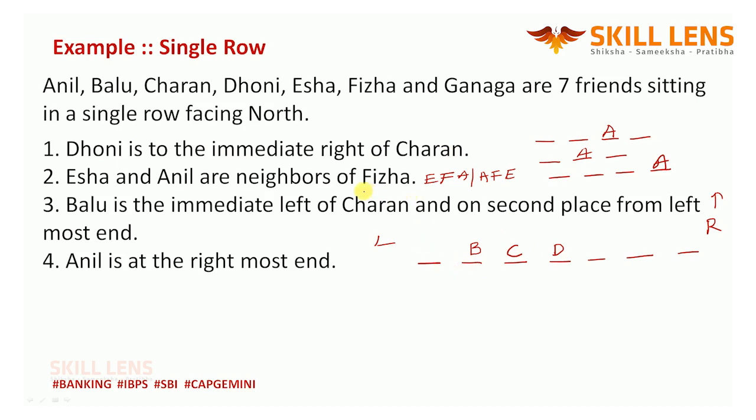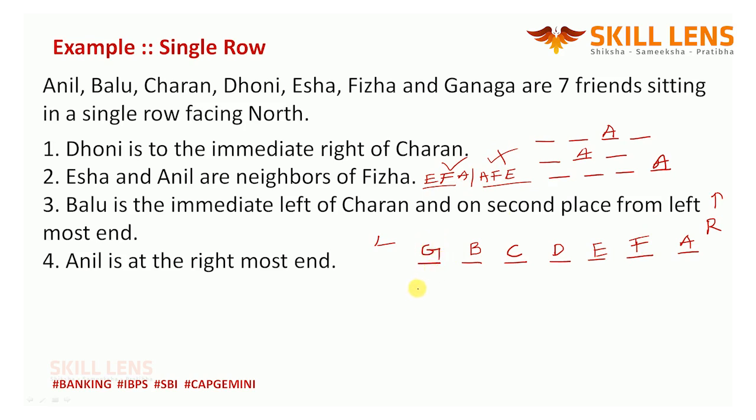And if you closely observe, Isha, Anil and F are neighbors. So I have only these three places vacant. So definitely this may come or this may come. Among two options I have to place them, but which one goes right, I don't know. Anil is at the rightmost end. So it is clear that Anil is at the rightmost end. Then which one goes right? This one goes right and this one goes wrong. So I have to place E and F here. So whom am I left with? Ganga. So I have to place Ganga here.